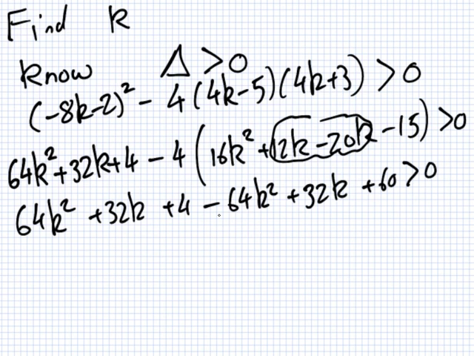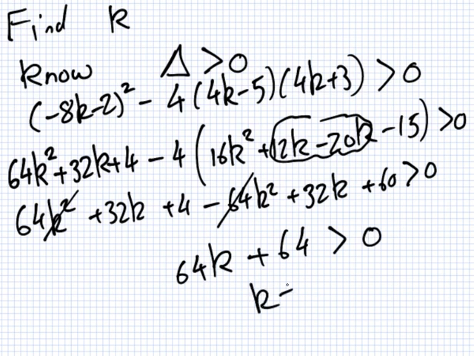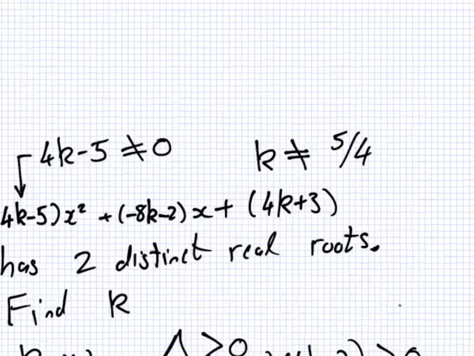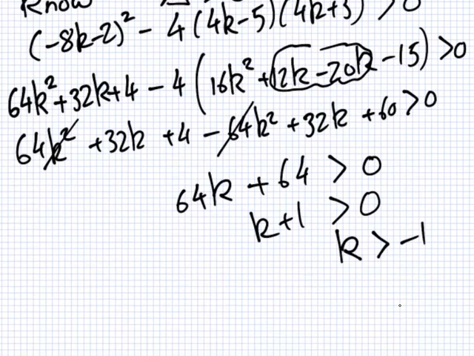Now what's nice here is that this cancels with this, and we have 64k plus 64 is bigger than 0. So k plus 1 is bigger than 0. So I know k must be bigger than minus 1. Now what did I say earlier about k? Yeah, not equal to 5 over 4.